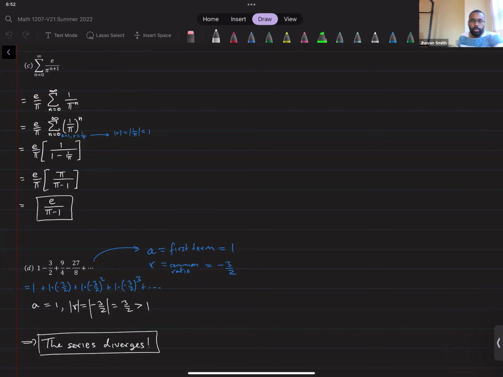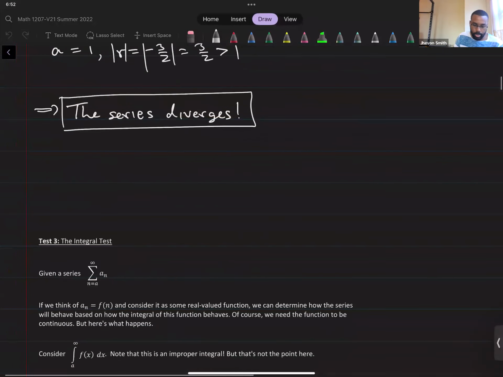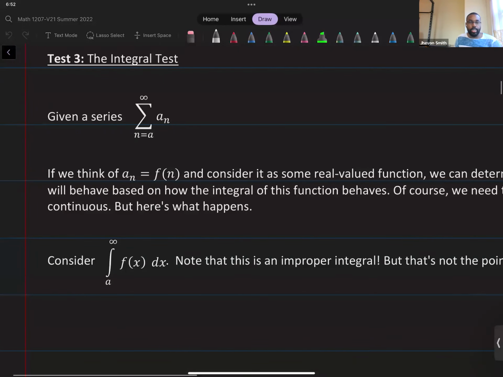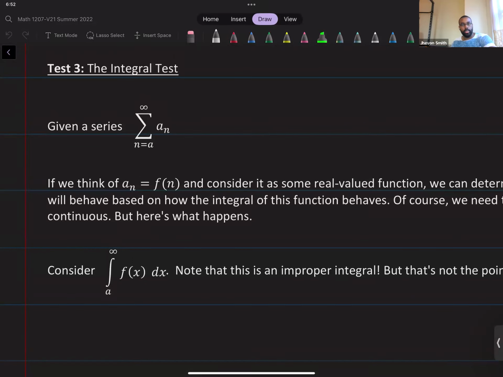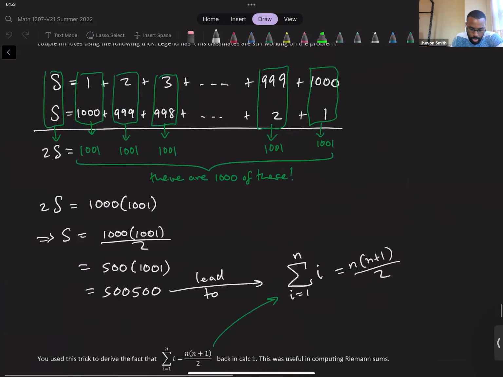Yeah, I'll keep going. All right, so that is the geometric series. Those are a few examples. Let's move on to the third test. The next thing we're going to do is called the integral test. So this is I think it's the third test in our table. I'm going roughly in order at this point.